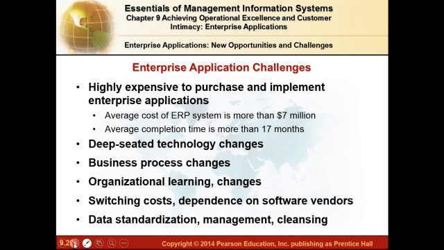Next, enterprise application challenges. Before implementing an enterprise application system, the organization needs a very clear picture of where they are now and where they want to go. The organization must decide which processes provide the most value and which processes need the most improvement. And the firm must allocate the organization's resources where they are most needed.